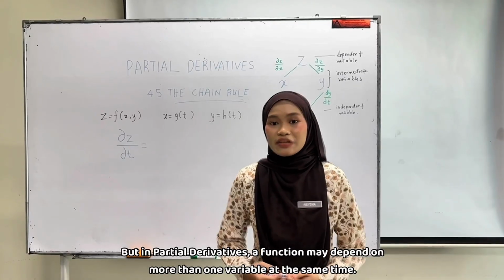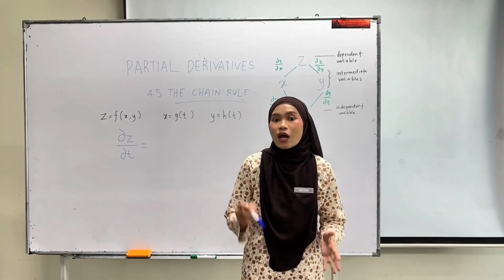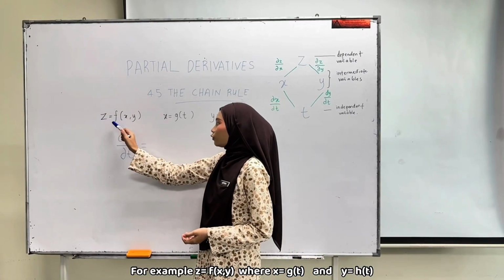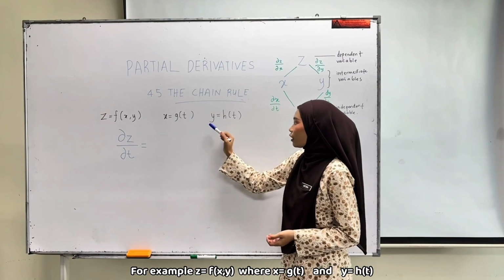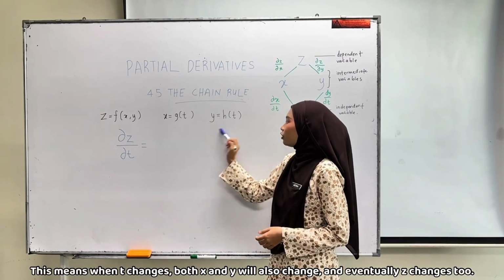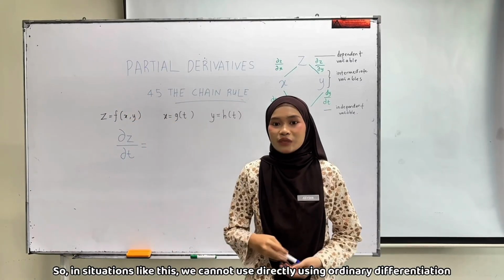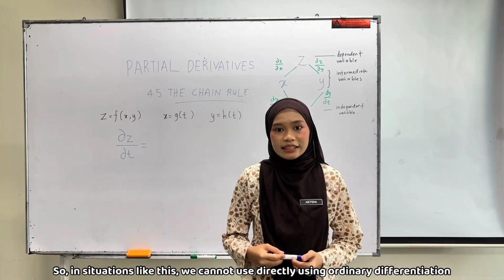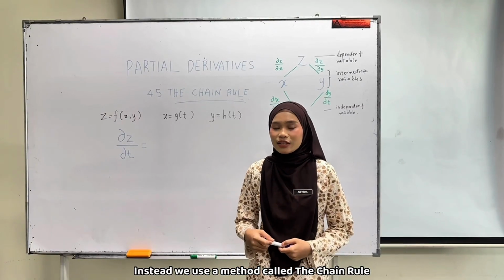But in partial derivatives, a function may contain more than one variable at the same time. For example, z equals f of x and y, x equals g of t, and y equals h of t. This means when t changes, both x and y also change. Eventually, z also changes. So in this situation, we cannot directly use ordinary differentiation. Instead, we use a method called the chain rule.